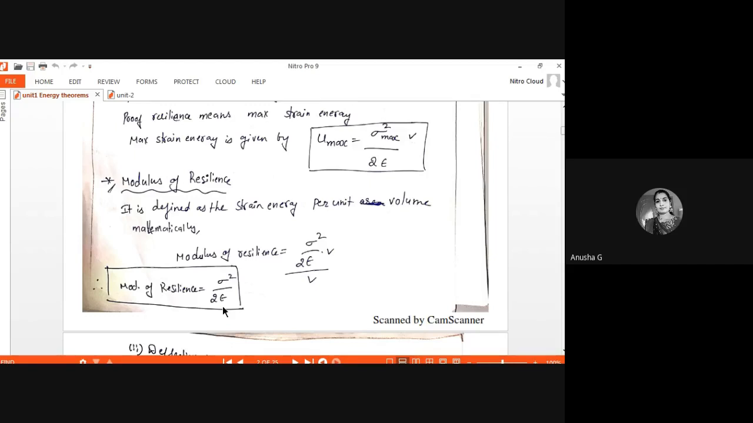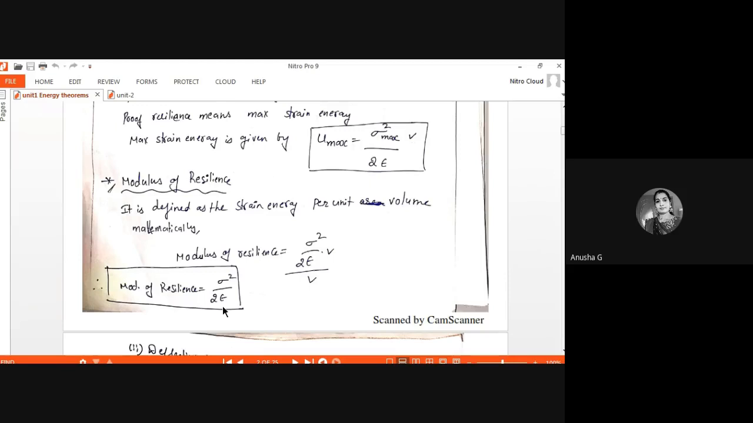E is nothing but the modulus of elasticity. That will change for different materials. Suppose the modulus of elasticity for steel is 2 into 10 power 5 Newton per mm square. This we already derived in the strength of materials lab. Most probably you have to take that E value: E equals 2 into 10 power 5 Newton per mm square only.